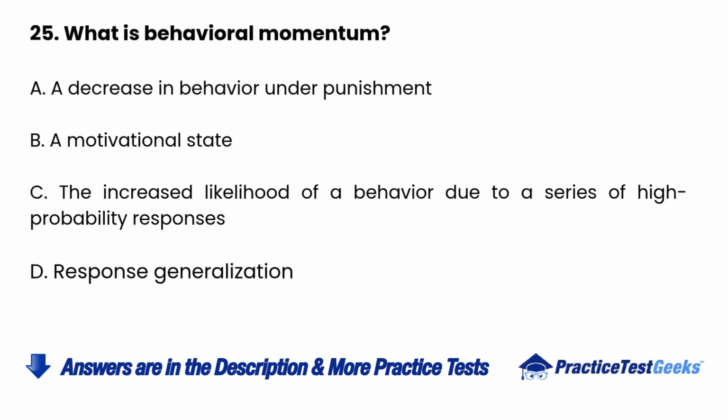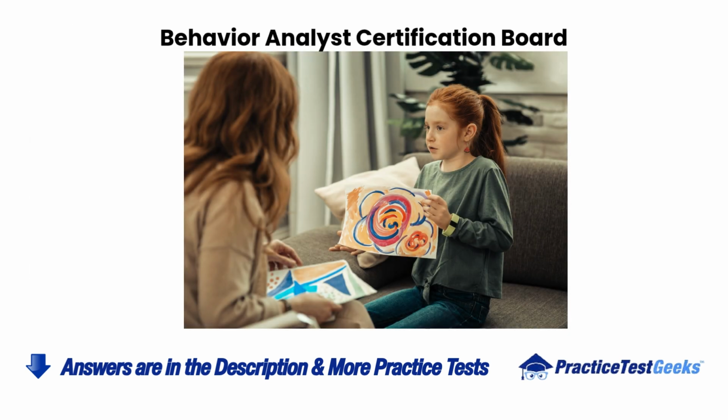25. What is behavioral momentum? A. A decrease in behavior under punishment. B. A motivational state. C. The increased likelihood of a behavior due to a series of high-probability responses. D. Response generalization.